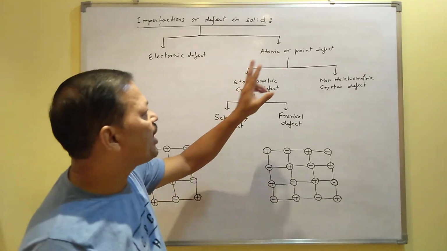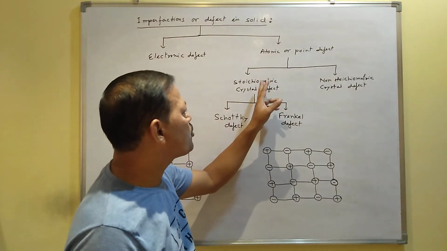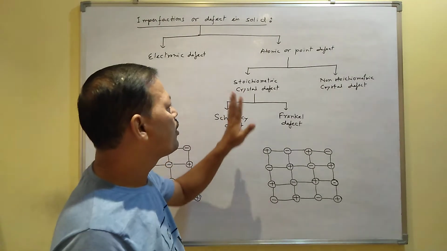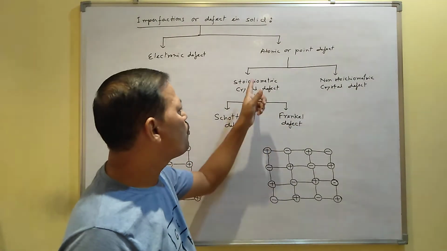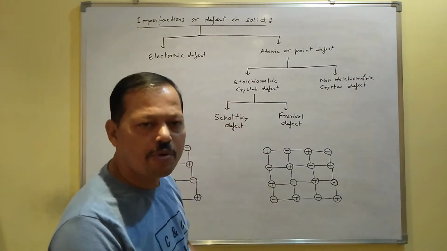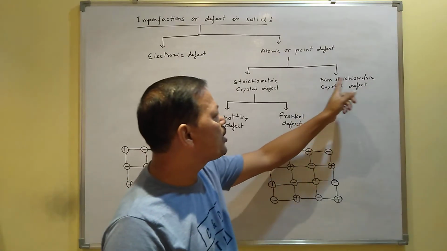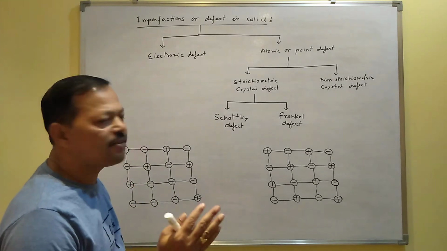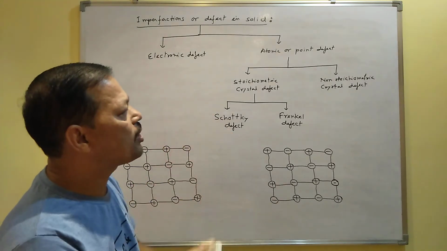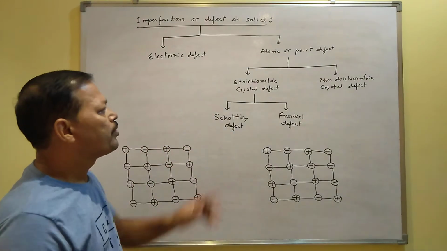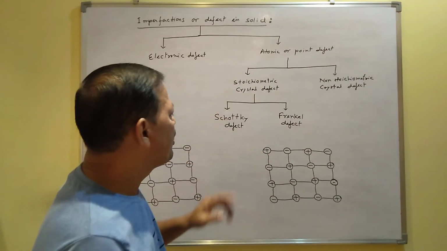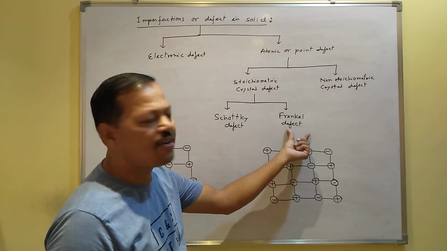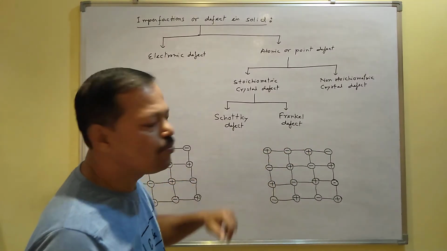Atomic or point defect again can be classified into two types: stoichiometric crystal defect and non-stoichiometric crystal defect. I mean the defects shown by stoichiometric crystal are called stoichiometric defect, and the defects shown by non-stoichiometric crystal are called non-stoichiometric crystal defect. Already I have explained what is stoichiometric crystal, what are non-stoichiometric crystal. Now stoichiometric crystal defect, there are two types. One is called Scotty defect and one is called Frankel defect. These two are very important.